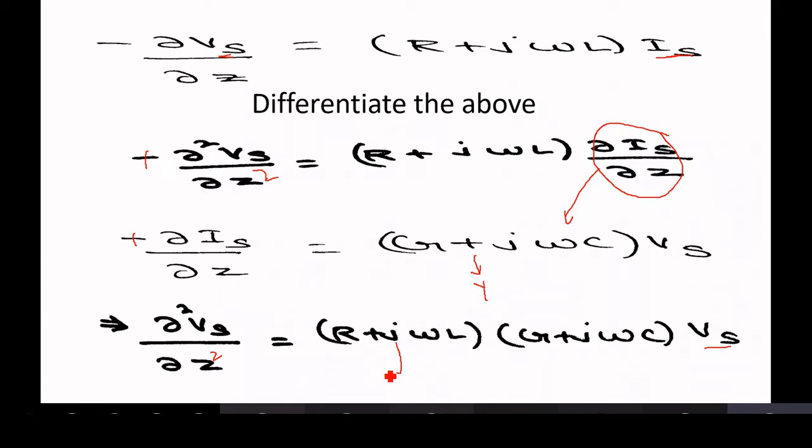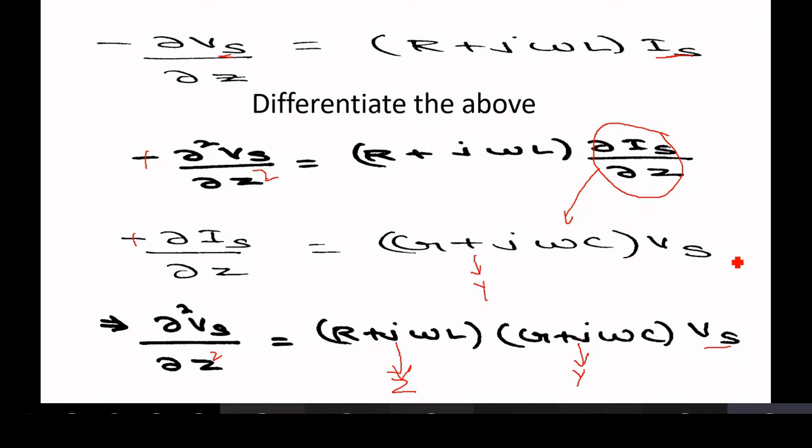So this is nothing but capital Z, and this is nothing but capital Y. So dou square Vs by dou Z square, we can write as capital Z into capital Y into Vs.